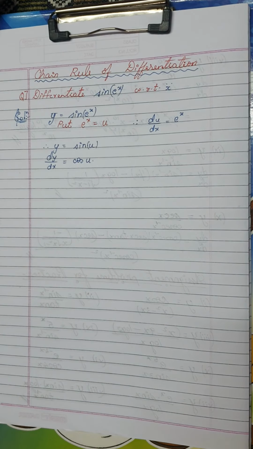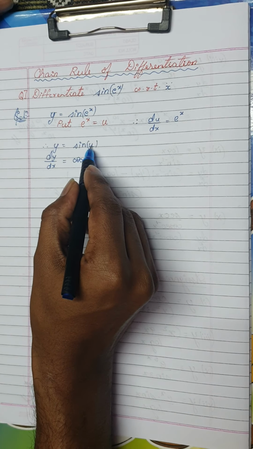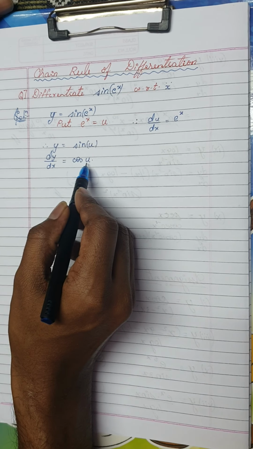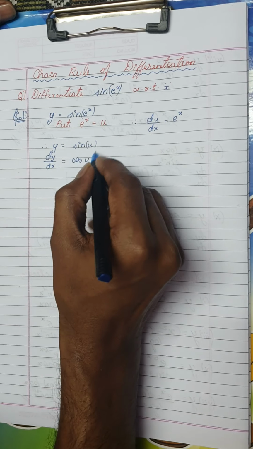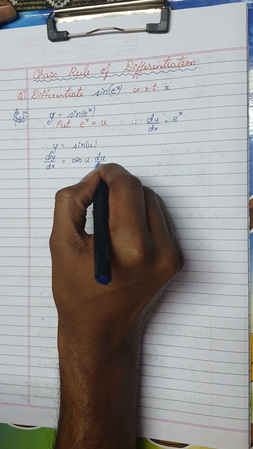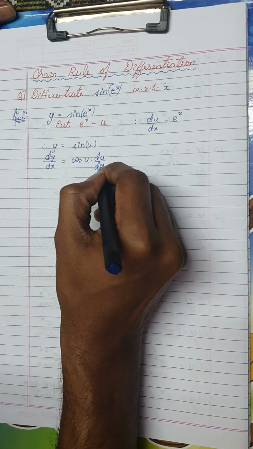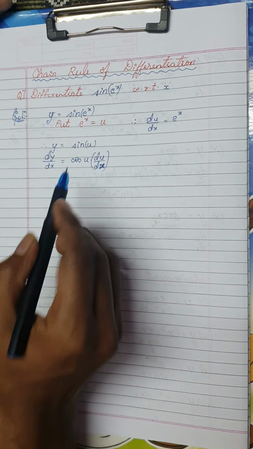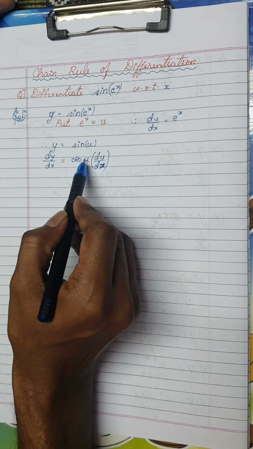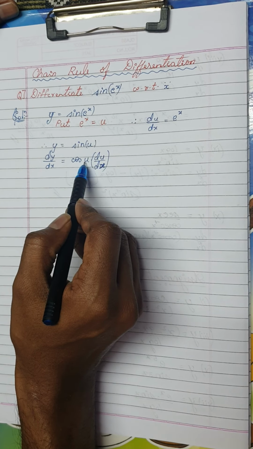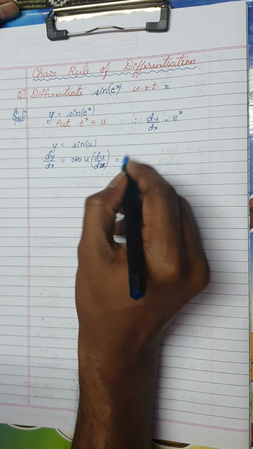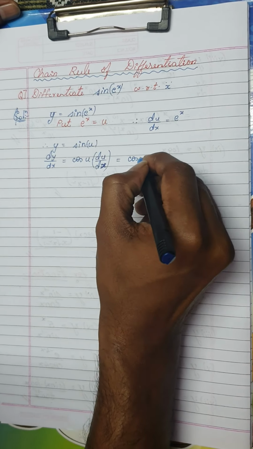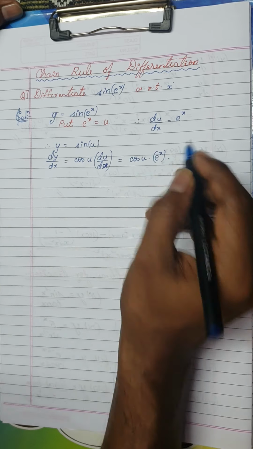isn't it? But the question here is, if it was x, then I could have easily left it here. Now because u is again a function of x, I have to differentiate this u with respect to x. So differentiate the given function with respect to another variable, and you have to differentiate that again. So this is nothing but cos u into du by dx, and du by dx is e power x.